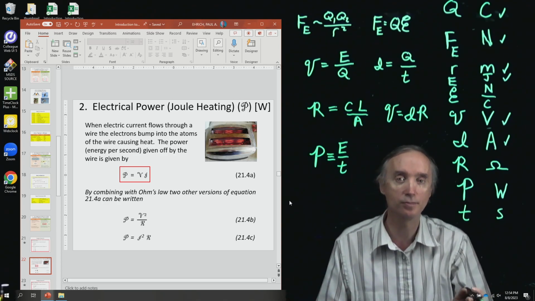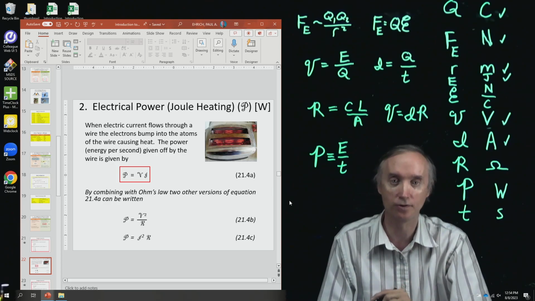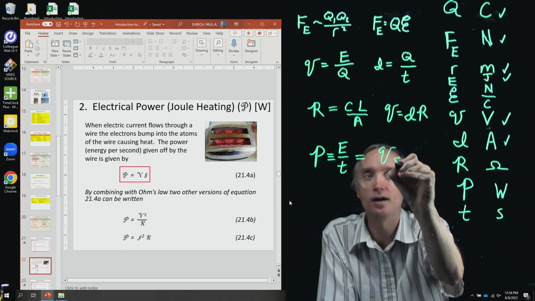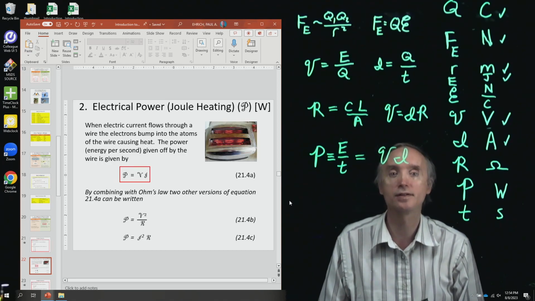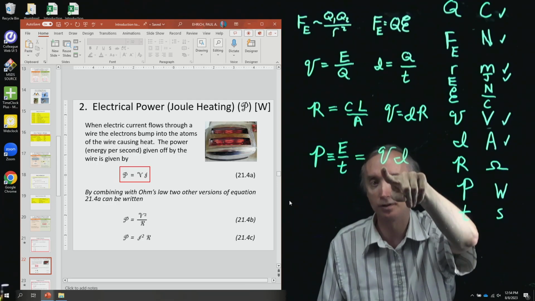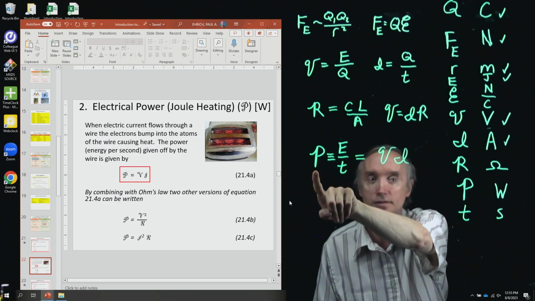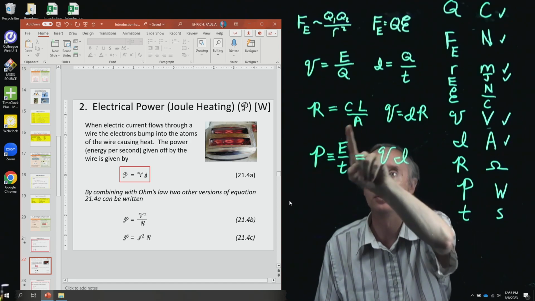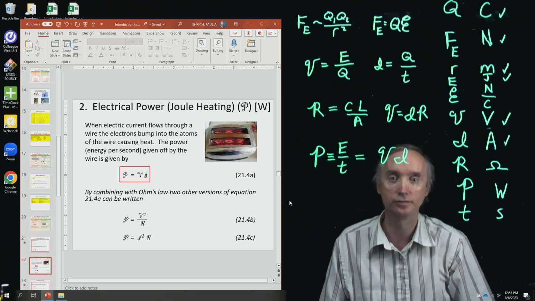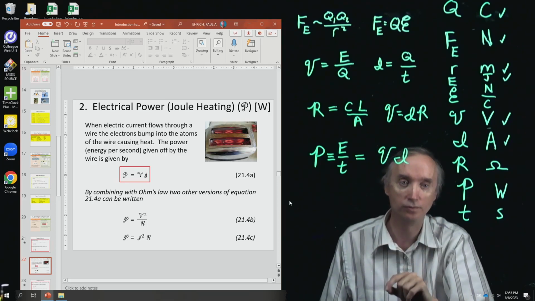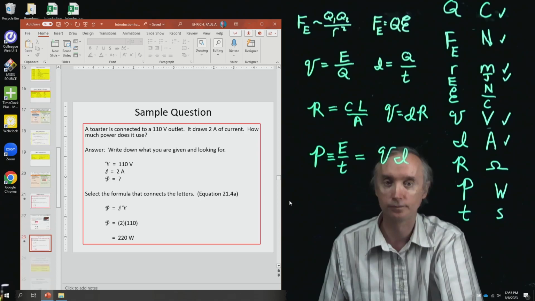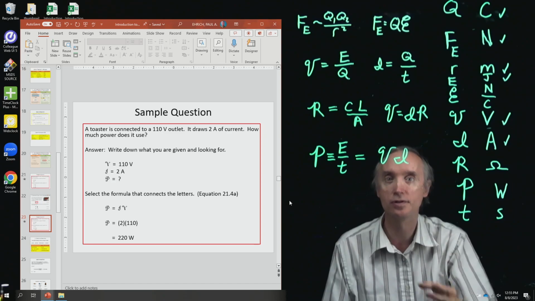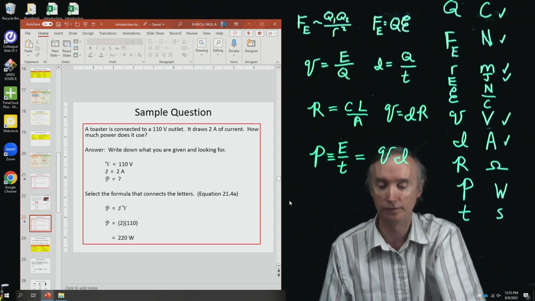There are many different kinds of power, but this is electrical power, and it's going to be given by the voltage times the current. So what does that tell you? The more voltage in an electrical circuit, the more heat it's going to give off. The more current in an electrical circuit, the more heat it's going to give off. Don't worry about those other two formulas down there. So here is a word problem on how to take numbers and plug them into that formula.